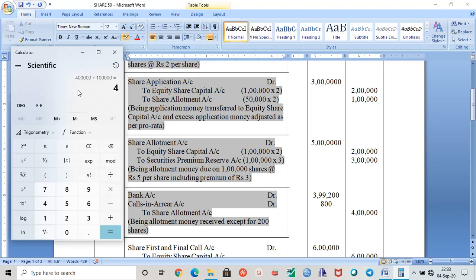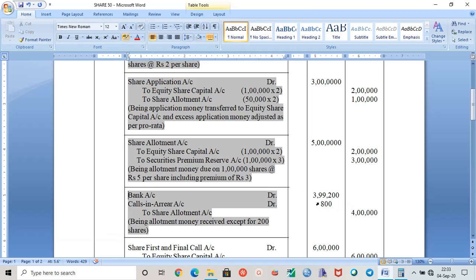So how many number of shares were actually allotted to him? Just now we calculated 200 number of shares. So it will be how much? 800. So this 800 is your calls in arrear. You can say this. This 800 is your calls in arrear.